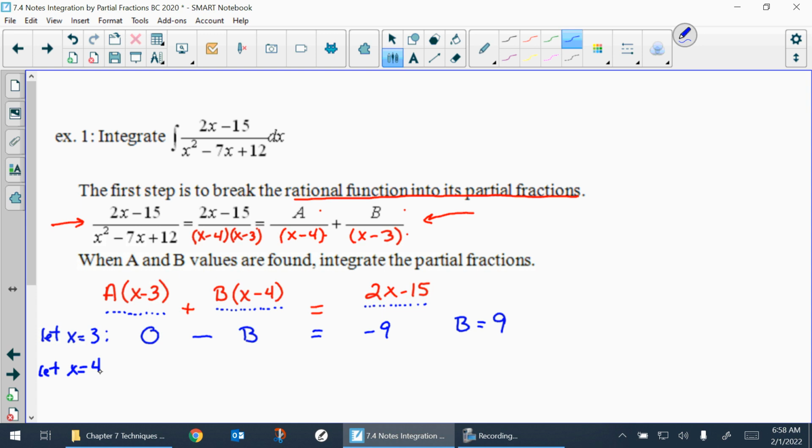Now, what if x is 4? If x is 4, b is gone. If x is 4, 8 minus 15, a is negative 7.